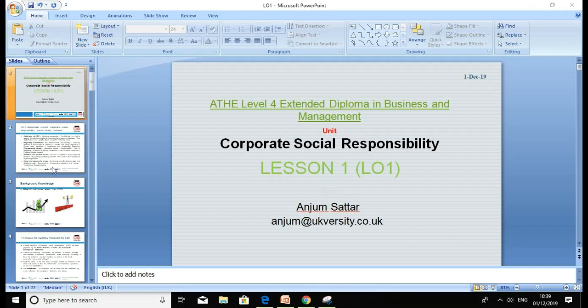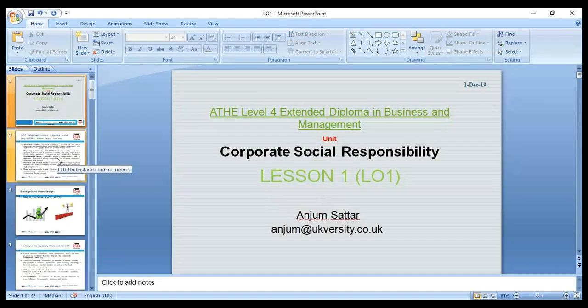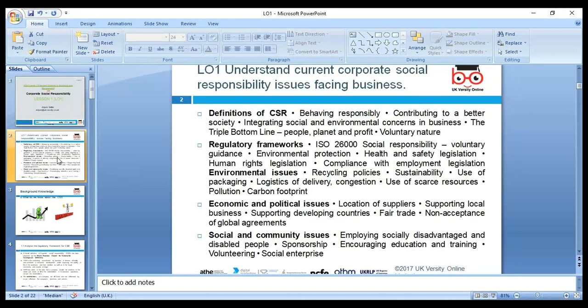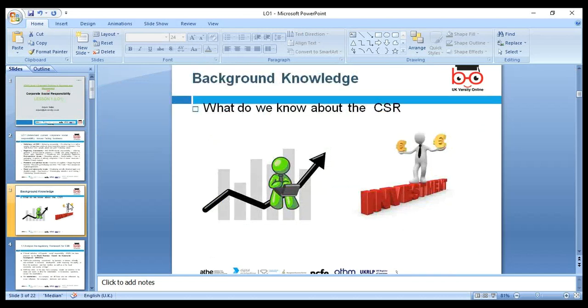Okay, we'll start. Any question? We'll start now. If you have any questions, feel free to ask me. As I mentioned, my name is Anjum. First we'll have a bit of discussion. What do you know about CSR? What comes to your mind? What does CSR stand for?